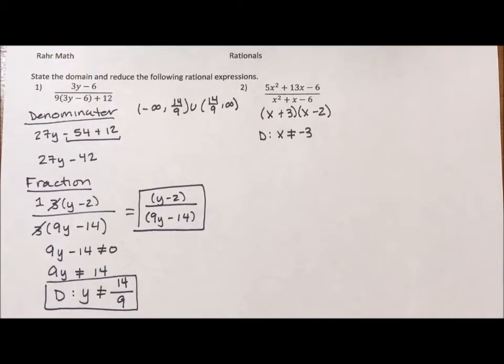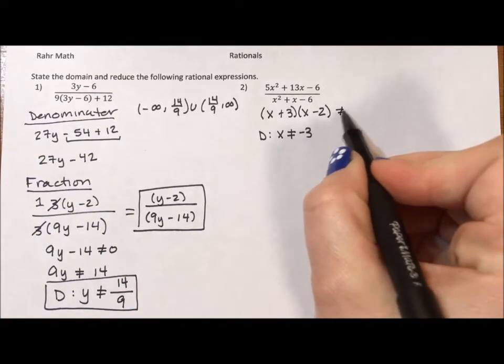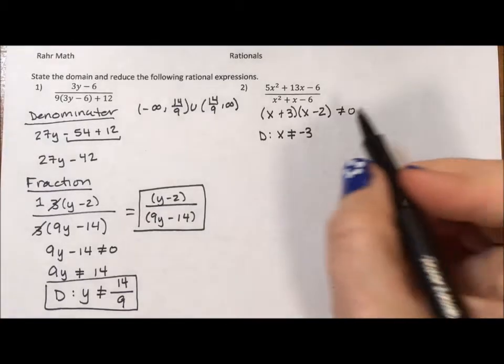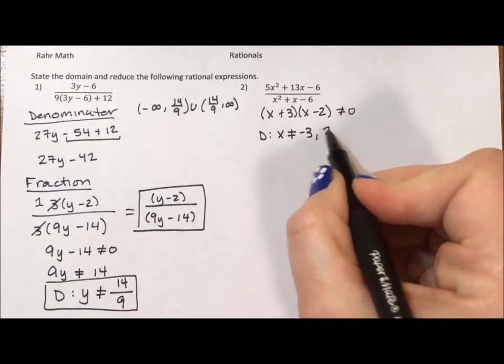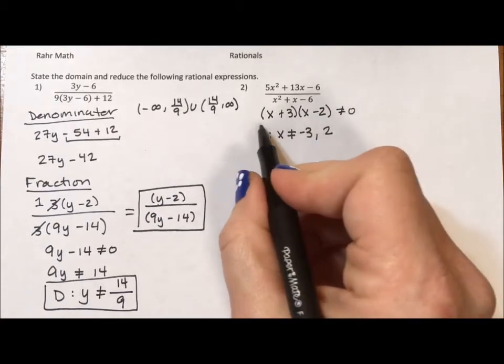A fraction has a restriction that the denominator cannot be 0, so we find the zeros of the denominator by solving it and say, hey, those are our restricted values. x cannot be negative 3 or 2.